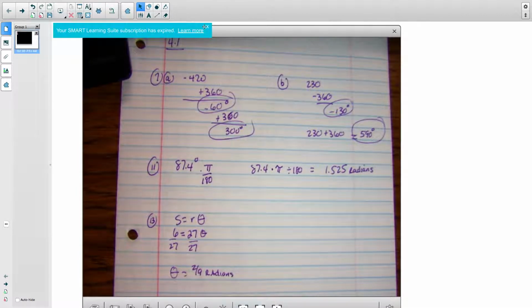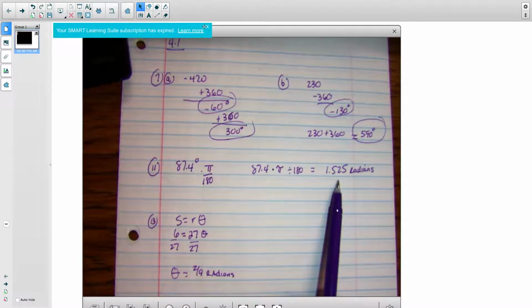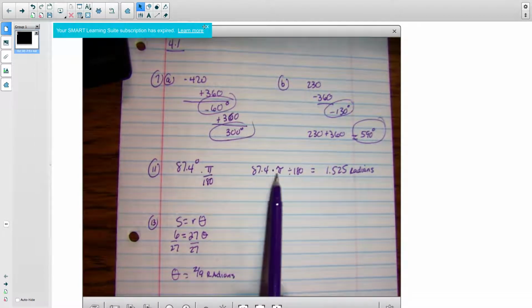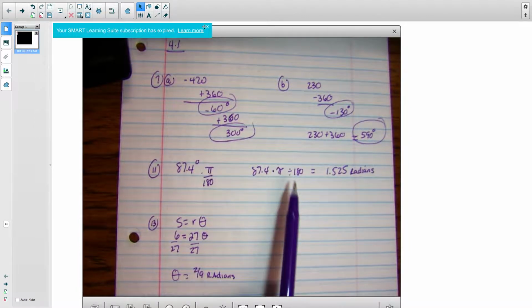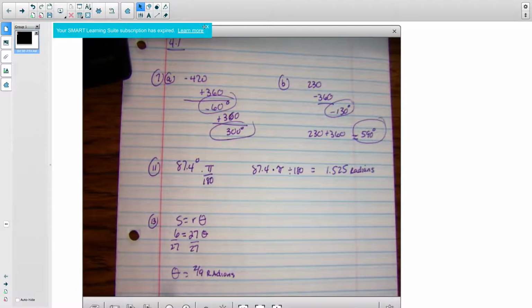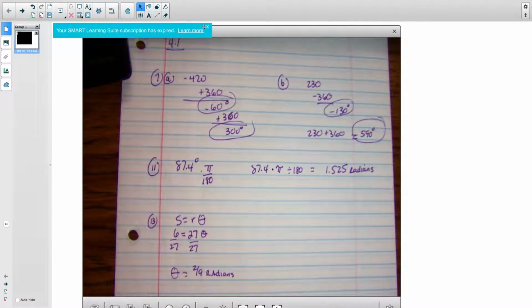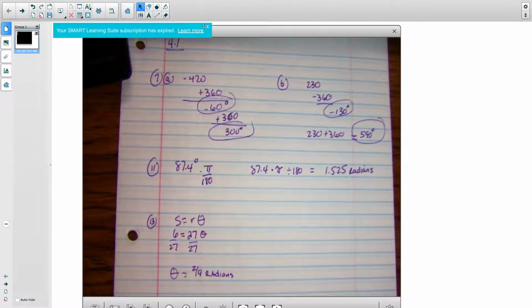Yeah, radians don't necessarily have to have a pi in it, guys. Like up here, we did 11. We did 1.525, and it was radians because we multiplied it out. They wanted us to multiply it out. Down here, if they gave us the radius as 27 pi or the intercepted arc was 6 pi, then yes, we'd leave the pi there. But there's no pi there, so it's just 2/9 radians. Radians will not always necessarily have to have a pi in it. Other questions?